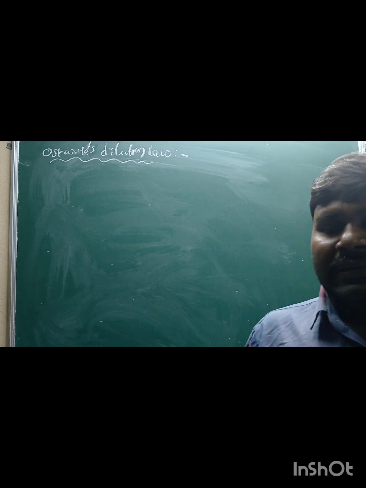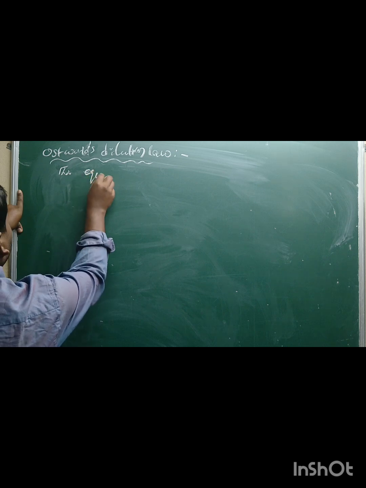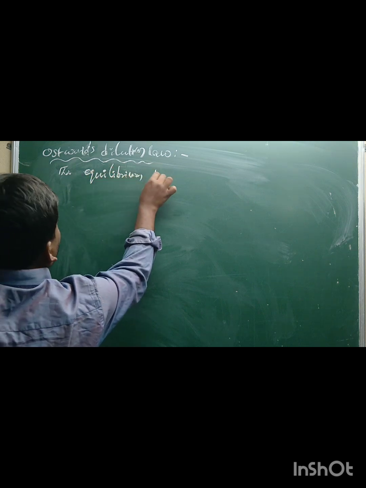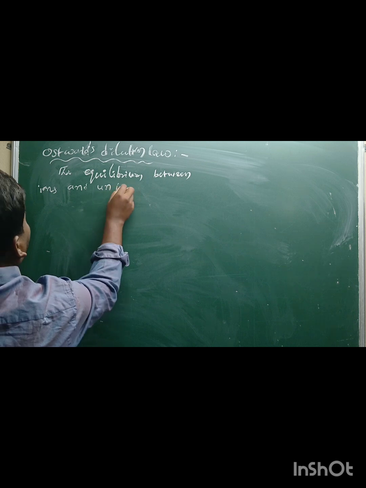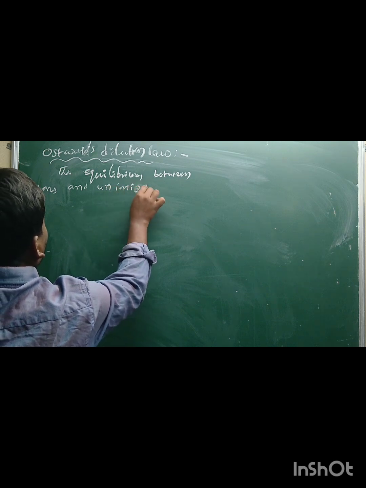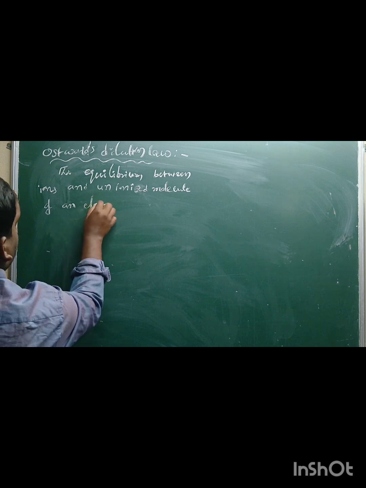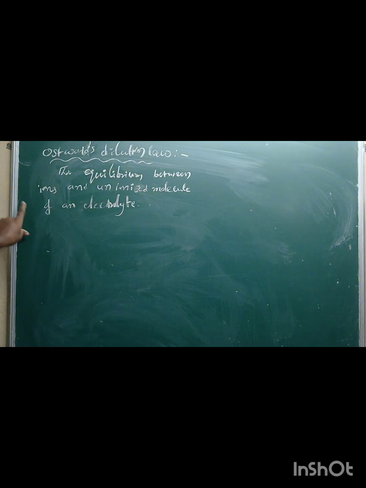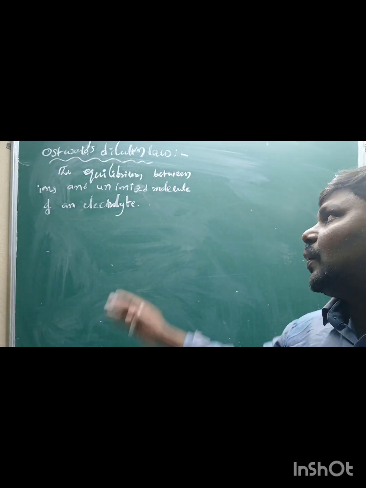There exists an equilibrium between ions and unionized compounds or molecules of an electrolyte, which is called ionic equilibrium. There exists an equilibrium between the ions and undissociated molecules of an electrolyte, called ionic equilibrium. Okay, now I am taking one example here.